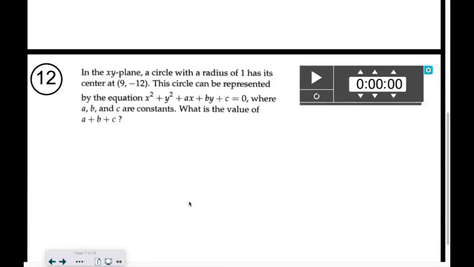Okay. So here is an example of one where you're not going to be able to use Desmos. You're not going to make three sliders and be able to move it around to get a center of 9, -12 and radius 1. Maybe you can, but it seems like it'd be easier to just know the standard form and then work backwards from there. So we have x minus h, so x minus 9 squared, and then y minus -12, so y plus 12 equals 1 squared, so equals 1.